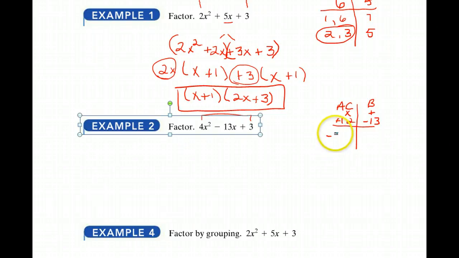Well, if we use negative 1 and negative 12, that would add to negative 13. So those are the numbers that I will need to split my B term into. So we're going to bring down 4x squared minus 1x minus 12x plus 3.